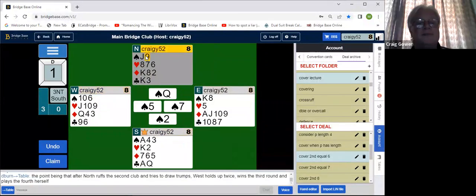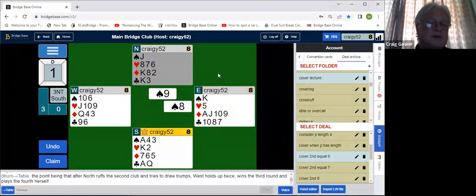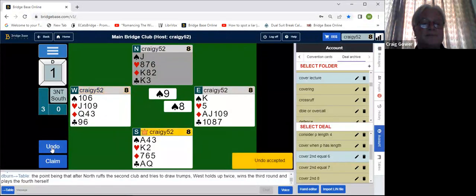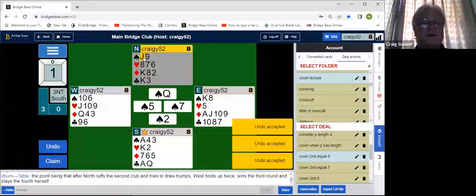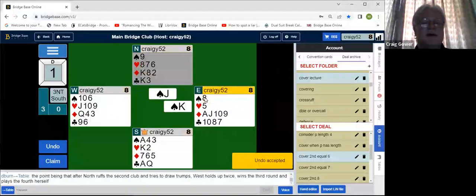Right, now, if the 9 is led, we don't need to cover because the 10 is still out there. So if we play low, either partner makes the 10, or if Declarer puts the ace on, then we're going to make the king. If the jack is led, now we cover.